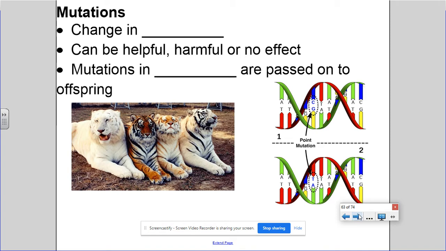Mutations in gametes are passed on to offspring. If you look at the tigers right here, the difference in coloration is due to mutations. So again, we said mutations can be helpful or harmful or have no effect. Obviously, the mutation here has an effect in different coloration. Depending on the environment of the particular tiger, it might matter whether it's beneficial or harmful.